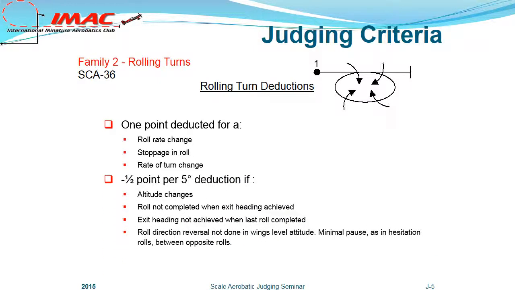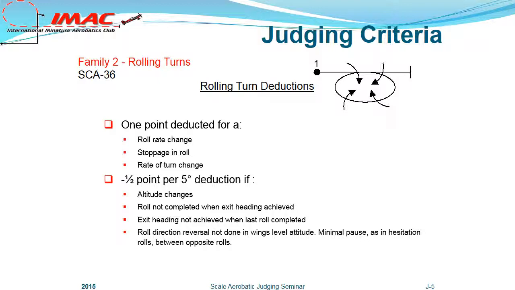Downgrades of 1/2 point per 5 degrees are applied for any of the following conditions: an altitude change, any portion of a roll not yet completed when the aircraft reaches exit heading, any portion of the turn remaining when the aircraft has completed the final roll, or roll reversal not done with wings level. In the case of alternating rolls, the pause at the reversal of direction must be minimal.